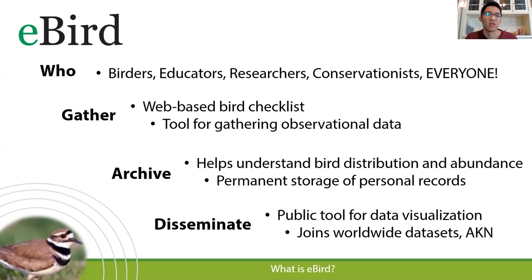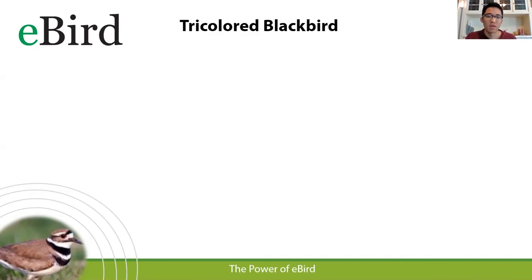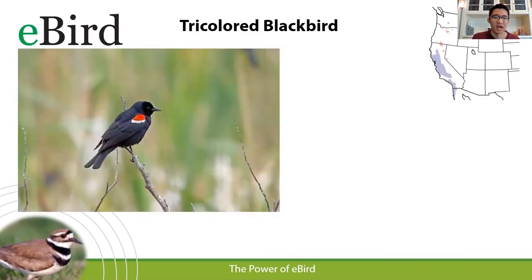So that's what eBird can do. All right, I'm going to get into a couple of examples of why eBird is so powerful, to prove why you should get started with eBird. I'm going to talk about the tricolored blackbird, which is a blackbird found in California. Here's a picture of it. I've got to show pictures of birds in this lecture, right? By the way, in the lower left-hand corner of your screen is a killdeer. It's on every single slide. I thought it was the cutest thing ever, so I had to include it.